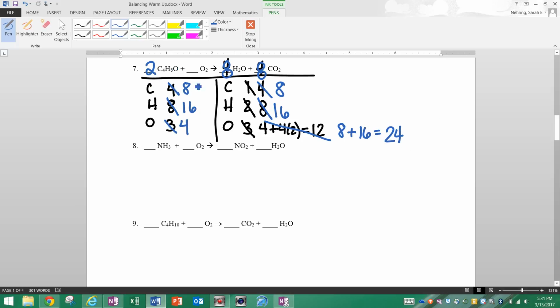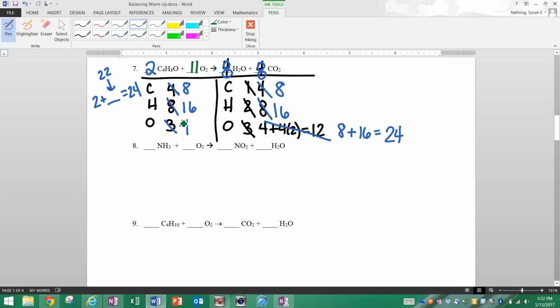Okay, so 24 oxygens over here. I want to have 24 oxygens over here. So what you want to notice is I already have 2 oxygens from my C4H8O, and I want to have 24 total. So what that means is I want to get 22 oxygens from this other molecule. This molecule comes in pairs, so each molecule has 2 oxygens. So what I need is 11 O2s in order to give me 24 O's total.